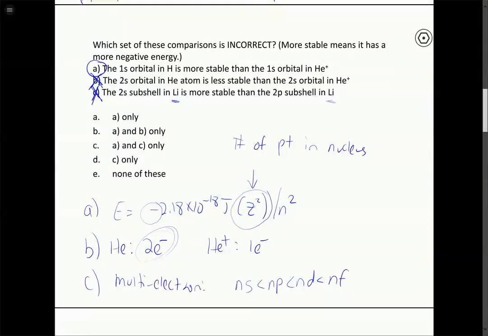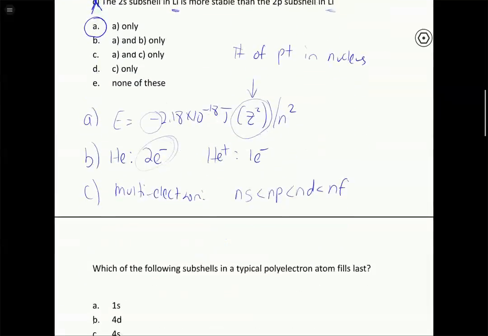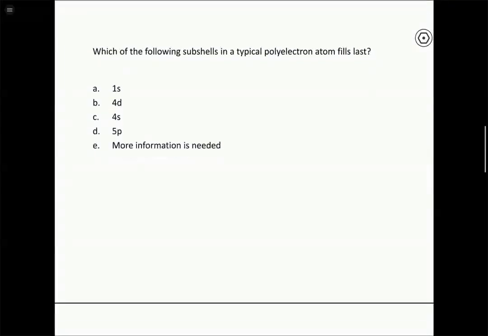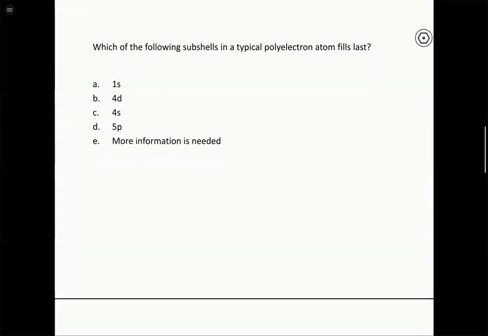So the correct answer for this one is A only. A is the only incorrect statement of these three. Okay, so now we can move on to one last conceptual question. We've talked about a lot of the factors that govern subshell energies, and now we just want to know in this problem which of the following subshells in a typical polyelectron atom fills last.